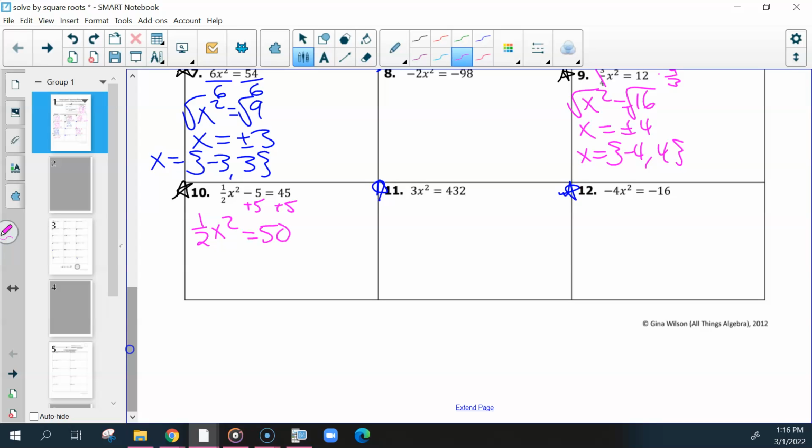So I can just find the reciprocal again. And now we can multiply by the reciprocal. So we would multiply by 2/1. So x squared would equal 100. When we take the square root, that would give us plus or minus 10. Negative 10 and 10.